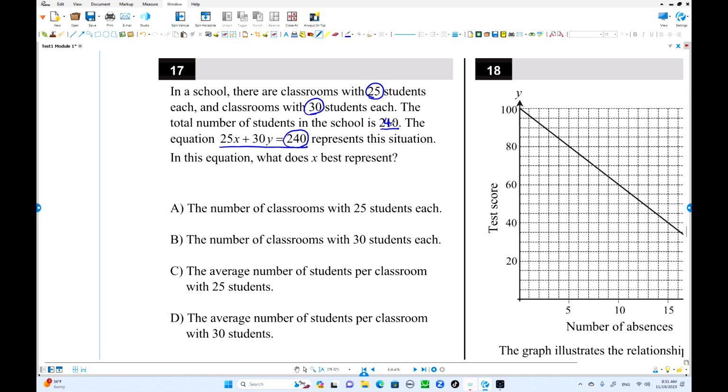Okay, from here, what does x represent? x is what? The number of classrooms, right? What type of classroom? 25 students each. Yeah, we have A over here, okay? This is also number of classrooms, but this classroom is what? 30 students each, okay? Different. So choice A is this, okay? Remember, this is, I think, 240, okay? Thank you.